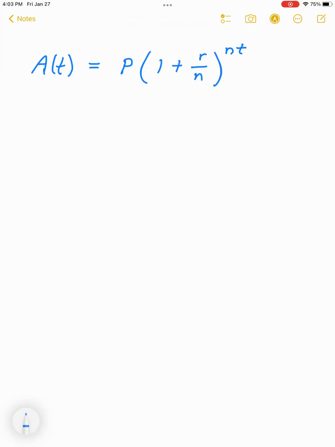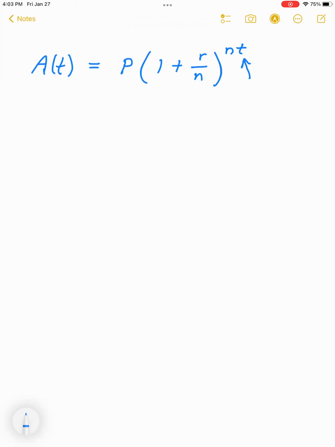In this example, I'm going to be solving for the t, because that's the only thing that I don't know. The question says, how long will it take for the account balance to grow to $25,000? So it's asking about the time it's going to take to grow to that amount. That's what I'm solving for.